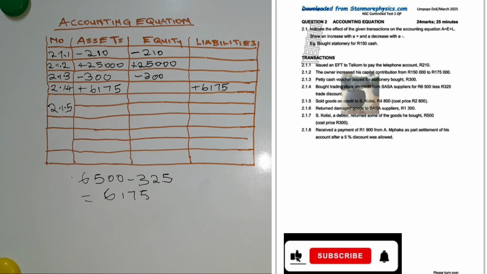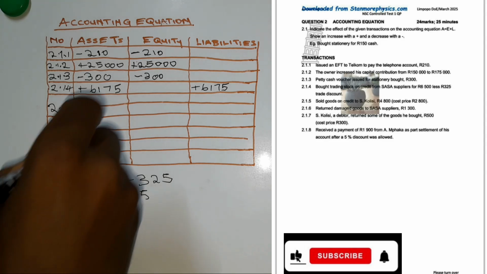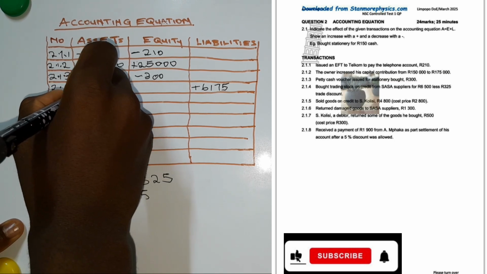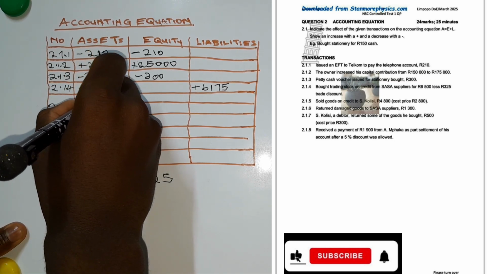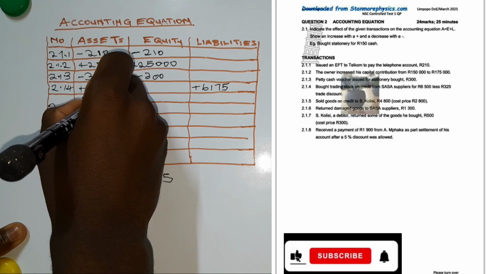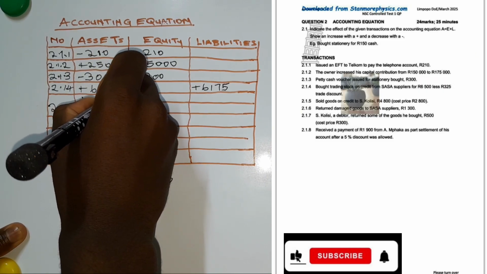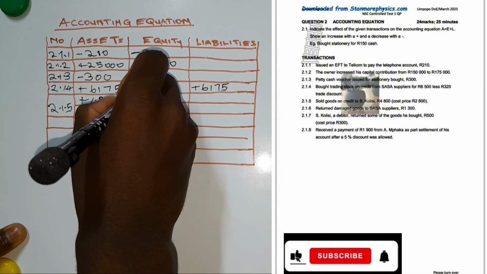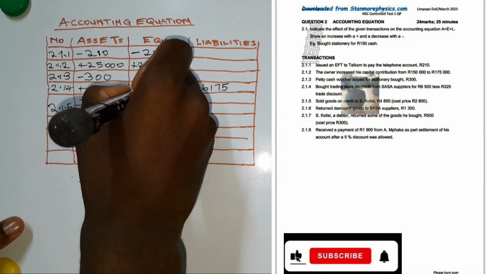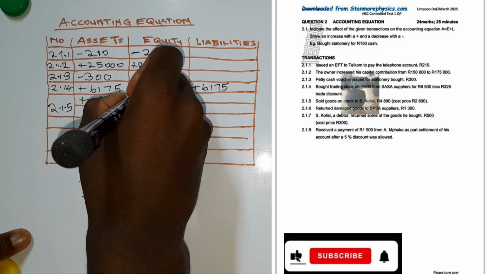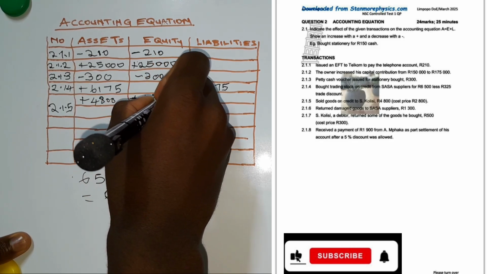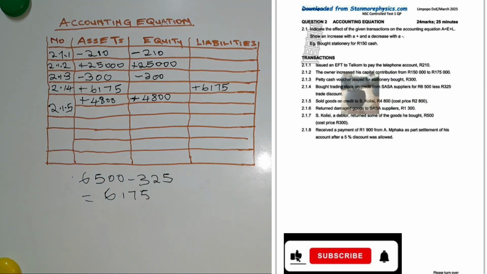Remember, debtors control is an asset. So we are going to say plus 4,800 for debtors control. Then it's also going to affect our equity. As you know, sales falls under equity. So our sales are also increasing by 4,800.